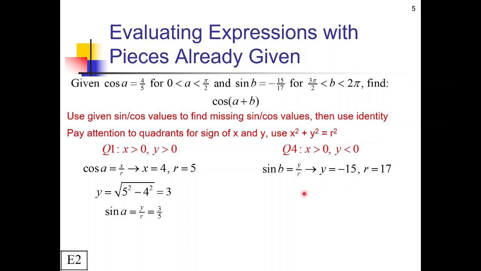Now we're going to use our Pythagorean theorem to get the x value. We can write that the x value equals the square root of 17 squared minus 15 squared. And I know this is going to come out to a positive x value, again, because I already figured out in quadrant 4, x's are positive. So you might need to brush up on your perfect squares, because this is all supposed to be done without a calculator. But this is 289 minus 225, and that comes out to 64. The square root of 64 is 8.